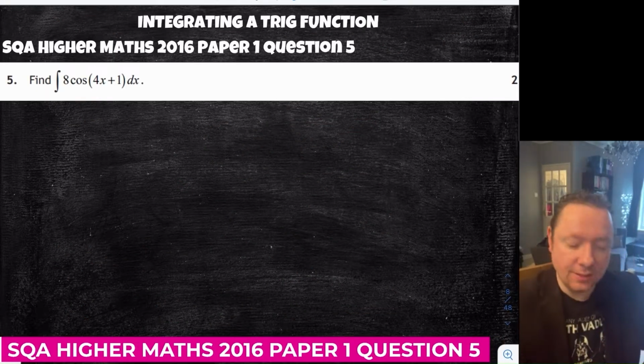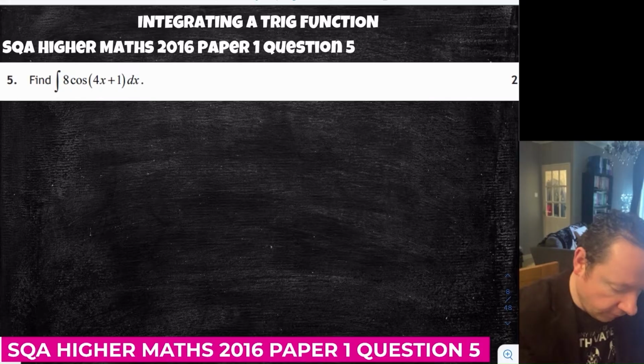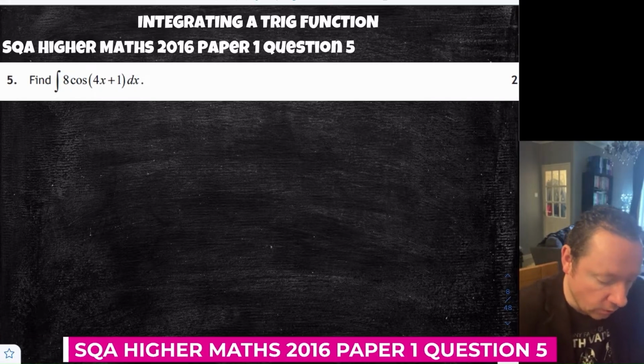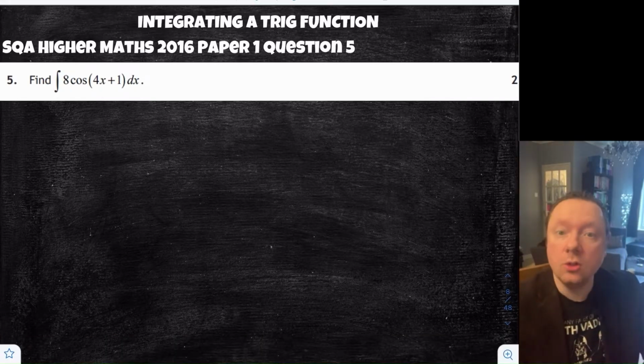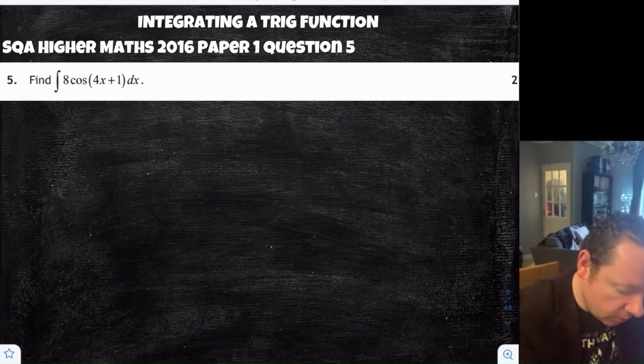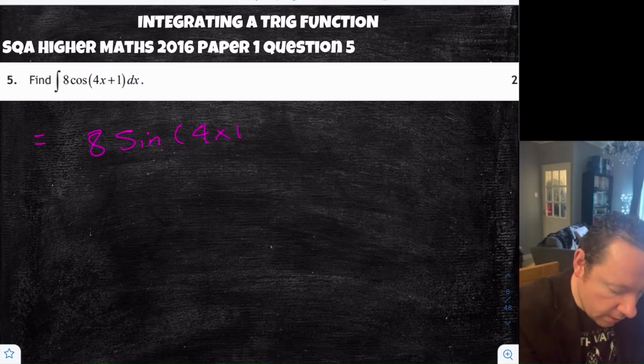A trig function with the chain rule. SQA Higher Maths 2016 paper 1 question 5. Integrate 8 cos(4x plus 1) dx. Cos goes to sine, check the start of the exam paper. So that equals 8 sine, the whole function 4x plus 1.